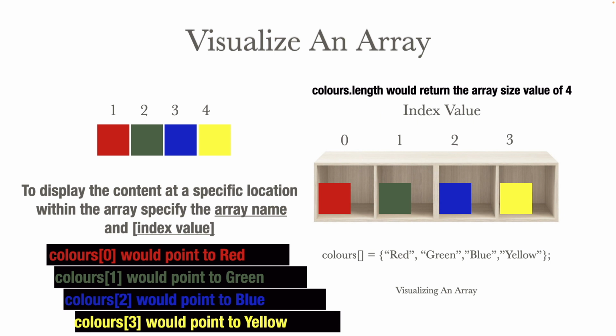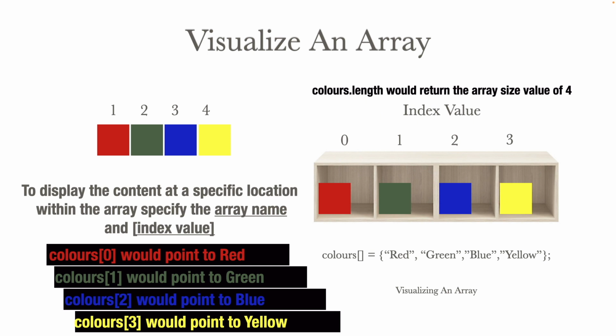So suppose I wanted to find out what was stored at index value 0 for the array called colors. I would say colors, open the square brackets, put in the index value, which is 0, and close the square brackets. Now that would point to the color red at index 0 of the array.